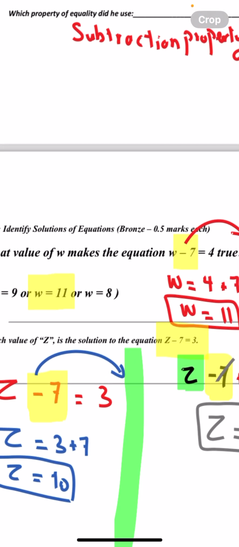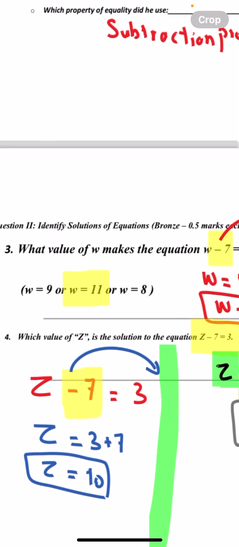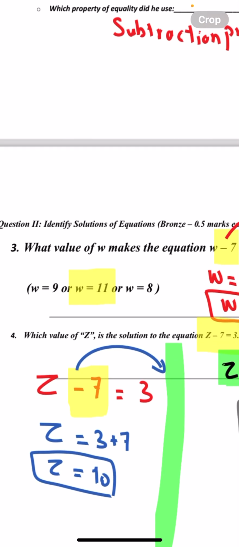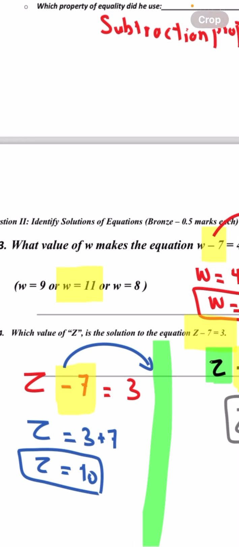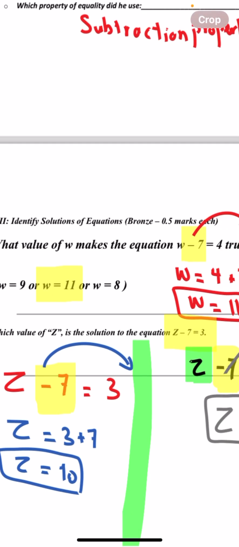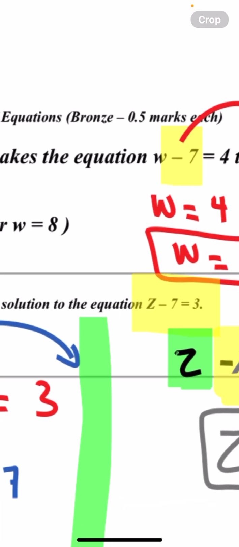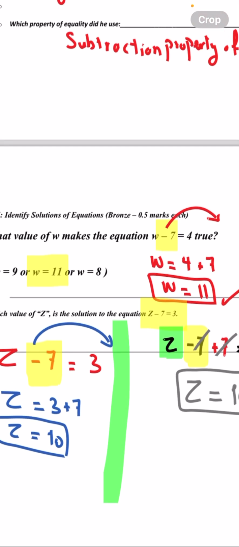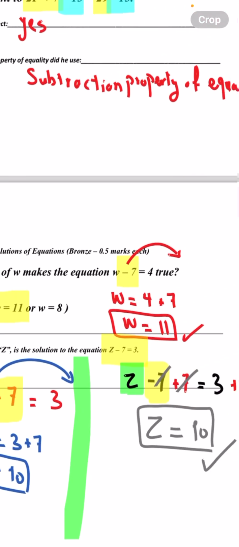Now z minus 7 equals 3. I repeated the same question, I'm sorry. But in number 4, which value of z is the solution of the equation z minus 7 equals 3? This is again a subtraction equation, and we solve it by addition. Z minus 7 equals 3, so we add 7 to both sides, and it becomes z equals 7 plus 3 equals 10.